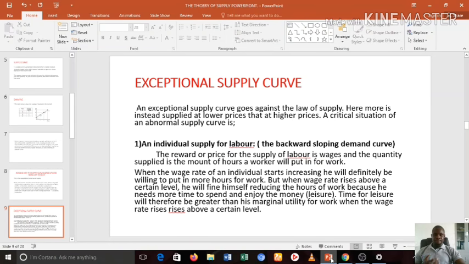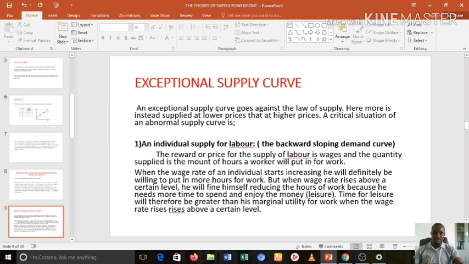All right, guys, let's continue with our class. So the exception to the law of supply is the exceptional supply curve. Now, this exceptional supply curve goes against the law of supply, which states that more of a good will be supplied at a higher price than at a lower price.